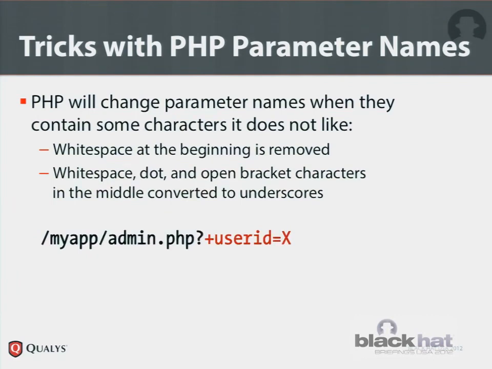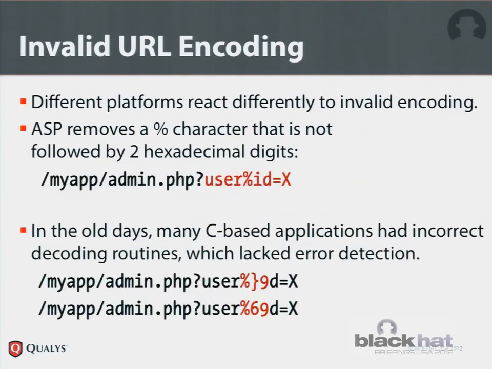If it finds a couple of interesting characters inside the parameter name, it will replace them with an underscore, which is very convenient because often parameters will have underscores. So this is yet another way to perform evasion. Then you can use invalid URL encoding, and this is one area where WAFs have it particularly tough. If ASP encounters an invalid URL encoding, it will remove the percentage sign. So this is quite useful for parameter name evasion, but it's actually more useful for content evasion.